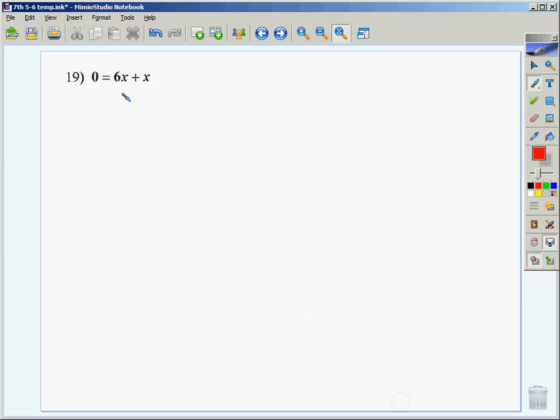Again, I wanted to show one with the 0, combining like terms, 7x equals 0. Divide both sides by 7, so x is 0. A lot of people don't like to see 0 as an answer, but 0 is a valid number.